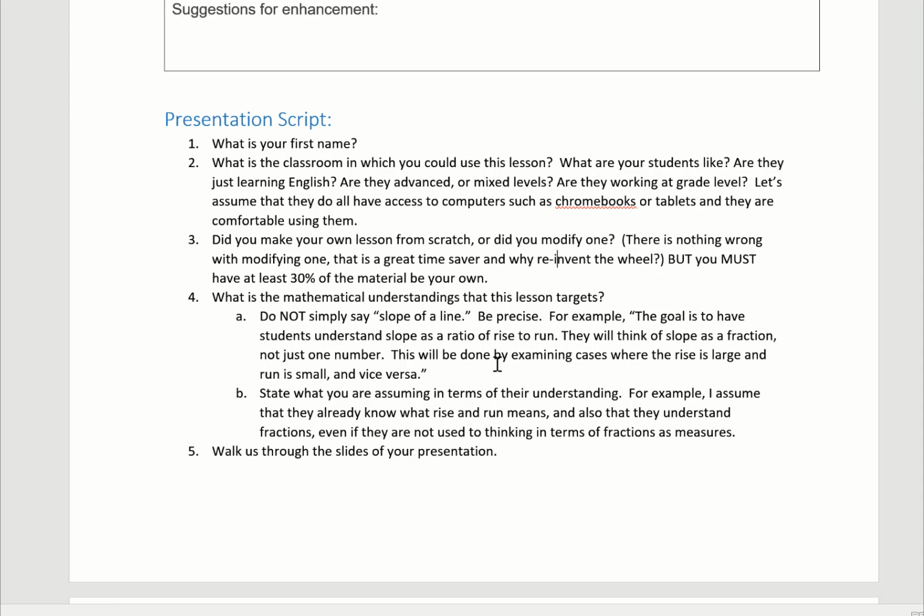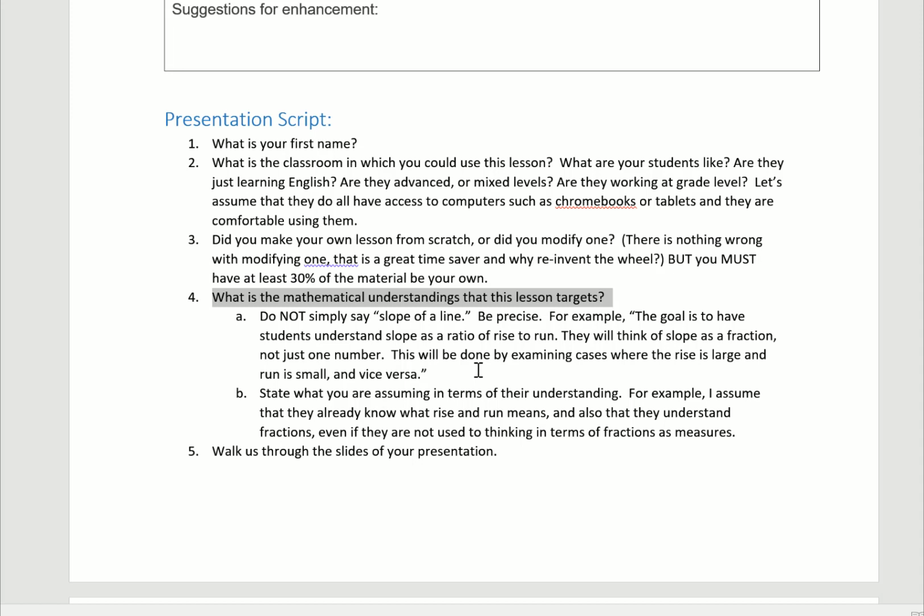The most important thing here is what is the mathematics that you're trying to get at. What I notice over the years is that students will say, I want to teach a lesson on slope of a line. But that's not enough. What I need you to do is particularly say what about the slope of the line do you want them to understand? For example, you might say, the goal is to have students understand slope as a ratio of rise to run. They'll think about slope as a fraction, not just one number. This will be done by examining cases where the rise is larger than the run or the rise is smaller than the run, however you want to do it. But be more precise, and expand more than just one sentence about what the mathematics is.